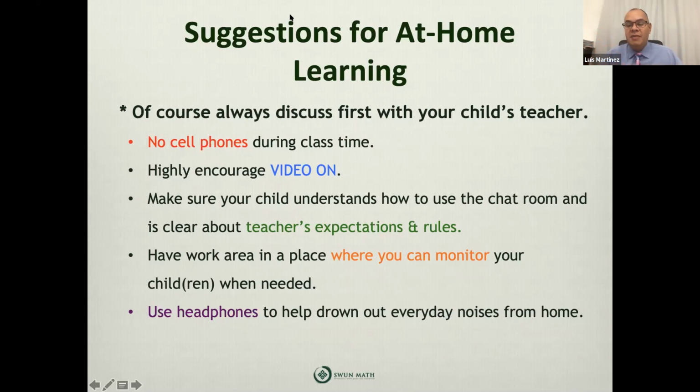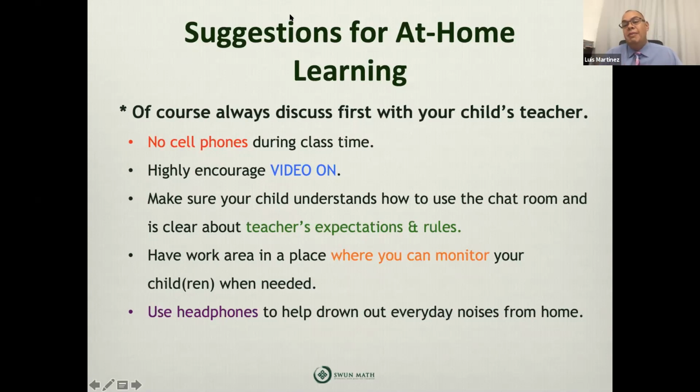Likewise, we understand that parents get busy and you may not be able to monitor your kid while they're on the Zoom calls. So the video on helps teachers see who is actually in front of the monitor, paying attention to the lesson. Okay, make sure that your child understands how to use the chat room, right, and is clear about the teacher's rules and expectations. If you're unclear about the rules and expectations, please reach out to your teacher, a gentle email, just to ask again. They'll be more than happy to answer that for you.